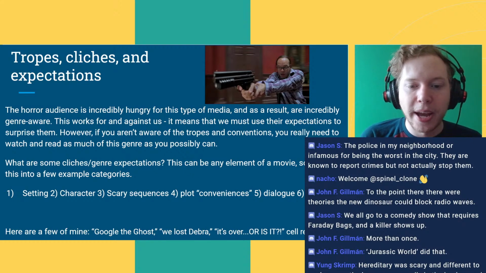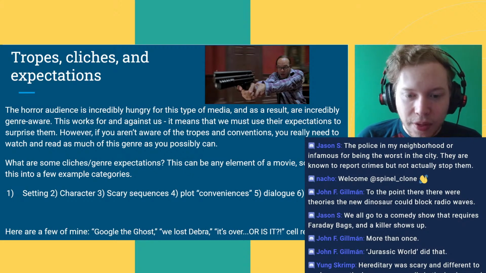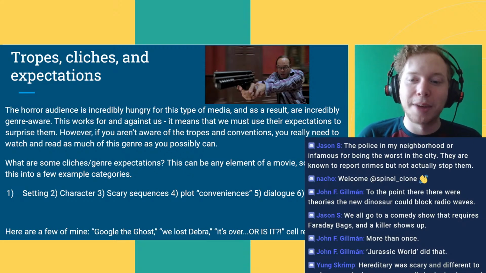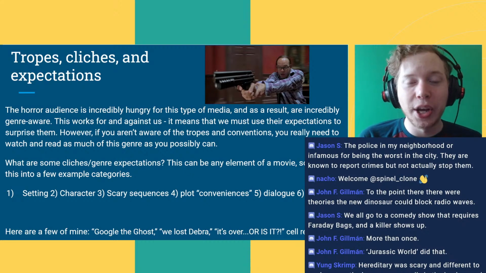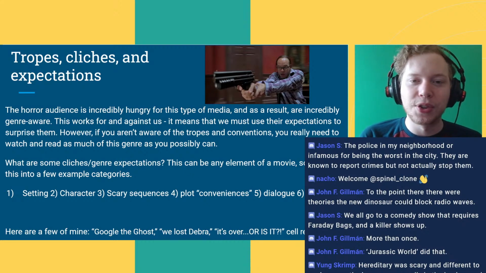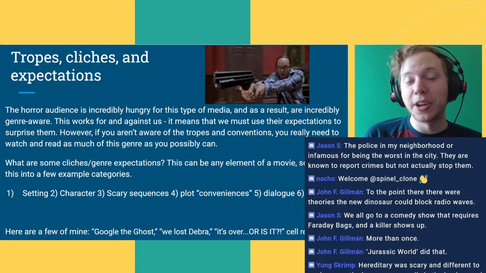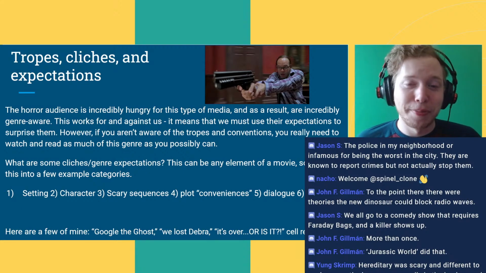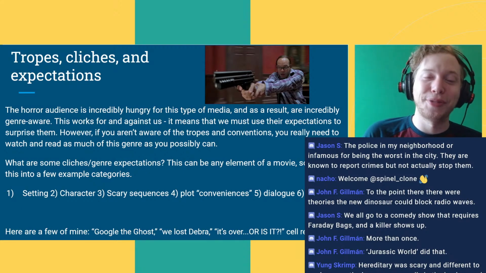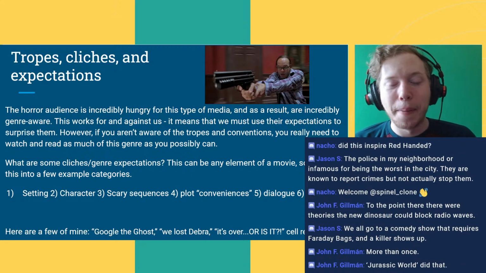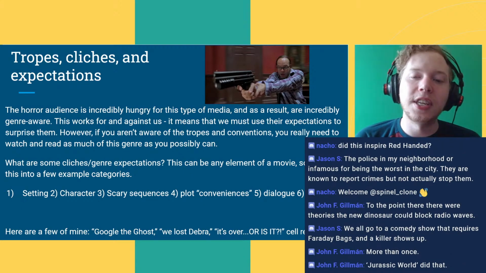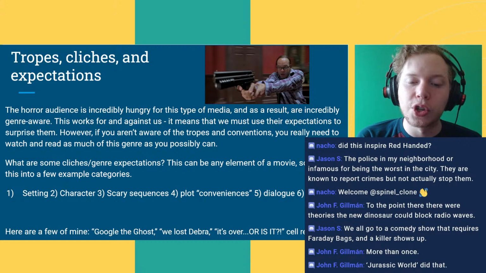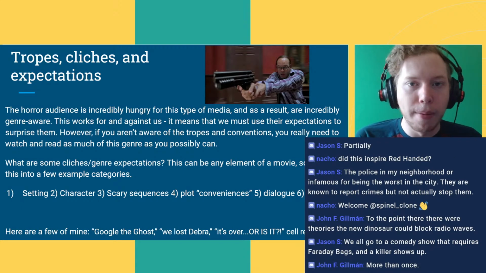Jason says, the police in my neighborhood are infamous for being the worst in the city. They're known to report crimes but not actually stop them. Okay, so you can see in Jason's scenario, if Michael Myers or Jason Voorhees attacked him in his home and he called 911, the movie would not be over by any means. So there you go. Different parts of the country are going to have different expectations there. But you can see how that doesn't have to be just the same rote, plain moment in every movie.